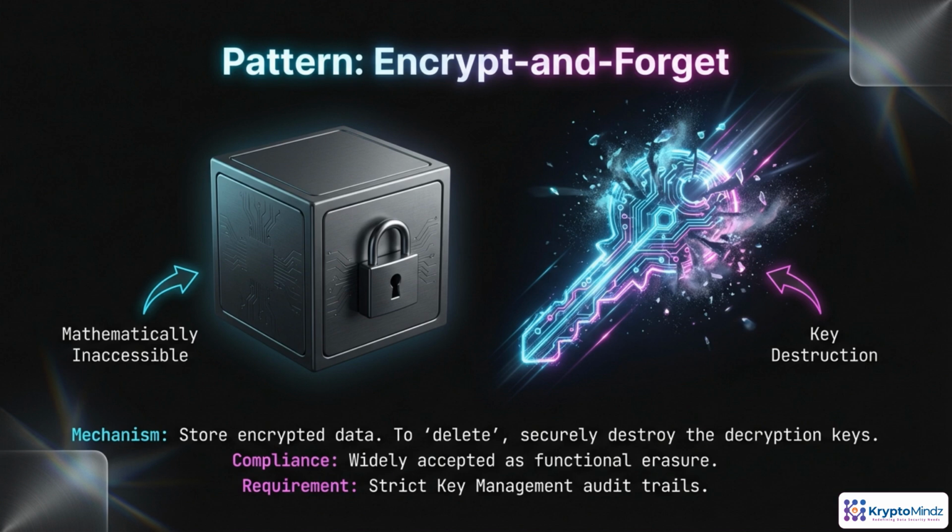Encrypt and forget is a practical way to reconcile immutable ledgers with deletion requirements. You keep only encrypted data and treat secure destruction of the decryption keys as deletion. Once those keys are gone, the ciphertext is mathematically unreadable, even though it still exists. Regulators in many jurisdictions accept this as functional erasure, but only if your key management is rock solid. That means provable key lifecycles, controlled access to HSMs or key vaults, tamper-evident logs of key creation and destruction, and clear policies tying data retention rules directly to key retention periods.